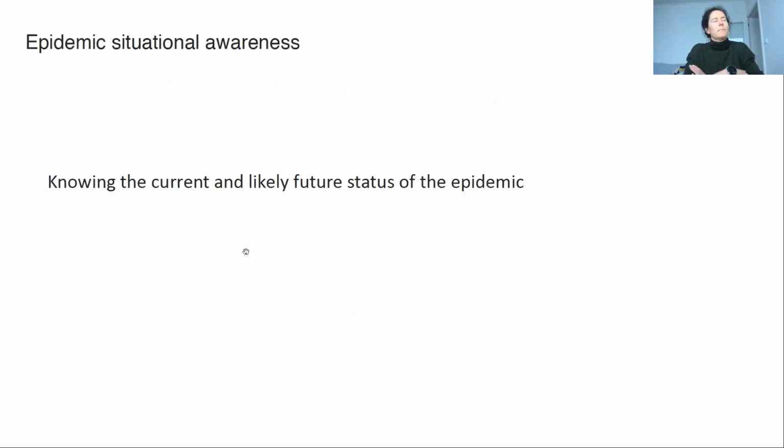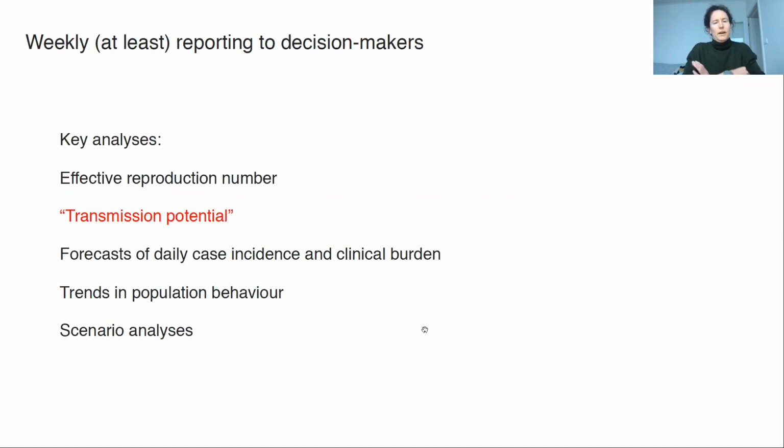Okay, so first I thought I'd define what I mean by situational assessment or awareness, and that is knowing the current and likely future status of the epidemic. And the way that we can do this is through a number of quantitative analyses, including estimating the effective reproduction number. In Australia, we've been estimating this metric we call transmission potential, which I'll come back to shortly. Forecasts of daily case incidence and clinical burden, trends in population behaviour, and scenario analyses.